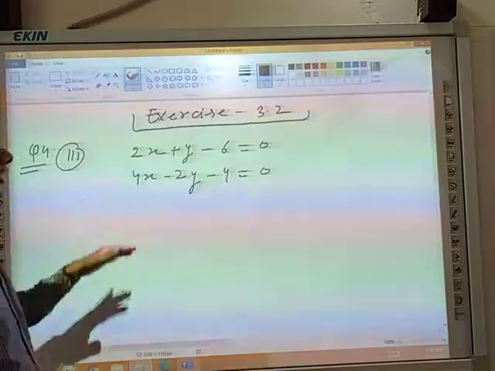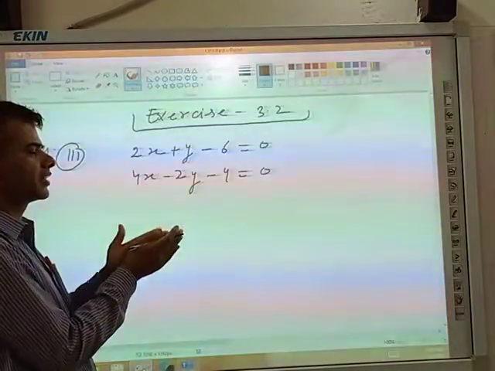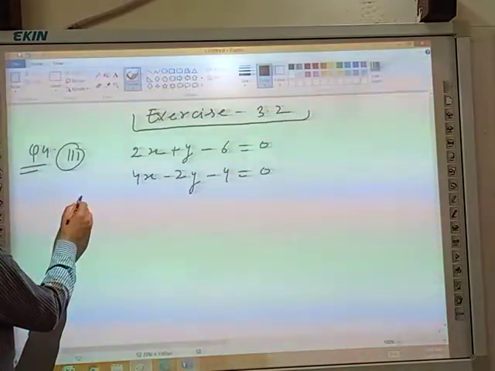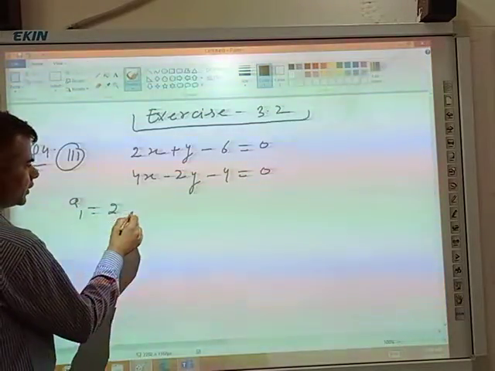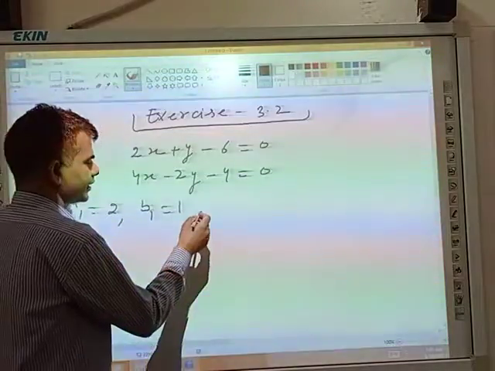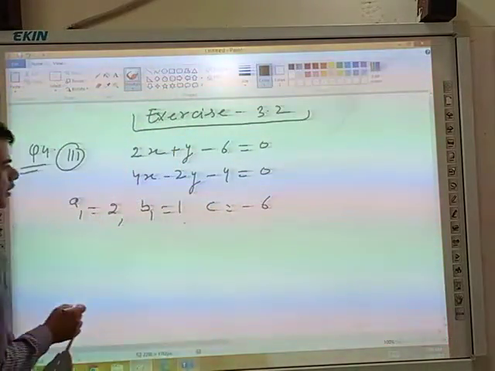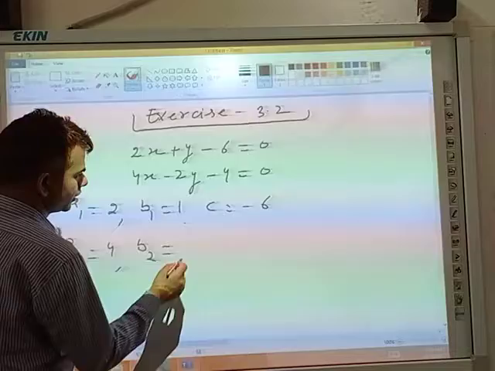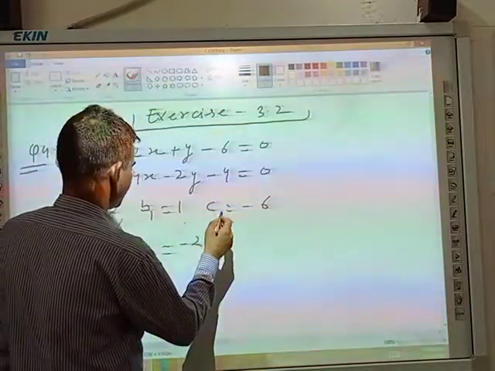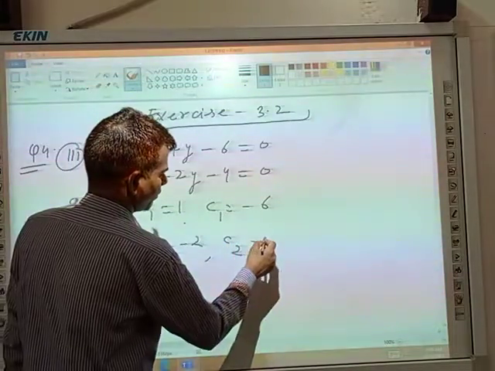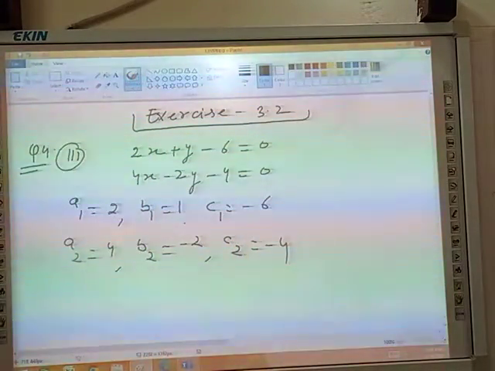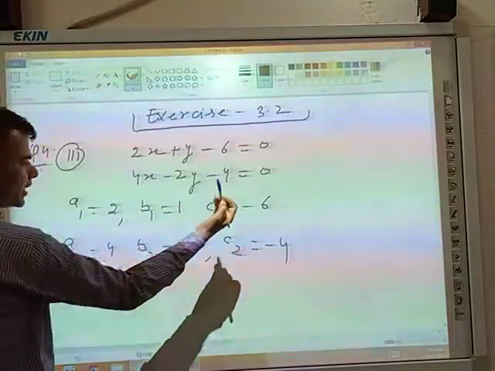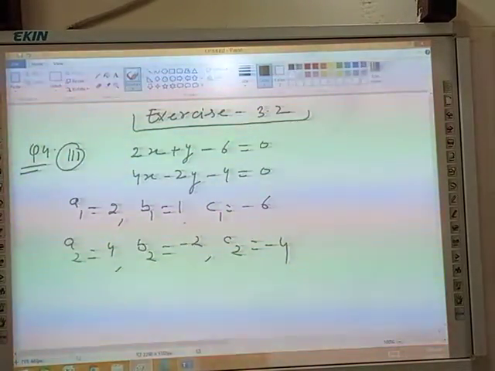On comparing the given linear equations with a1x plus b1y plus c1 equal to 0 and a2x plus b2y plus c2 equal to 0, we get a1 is equal to 2, b1 is equal to 1, c1 is equal to minus 6. a2 is equal to 4, b2 is equal to minus 2 and c2 is equal to minus 4. Students, any doubt, any problems?